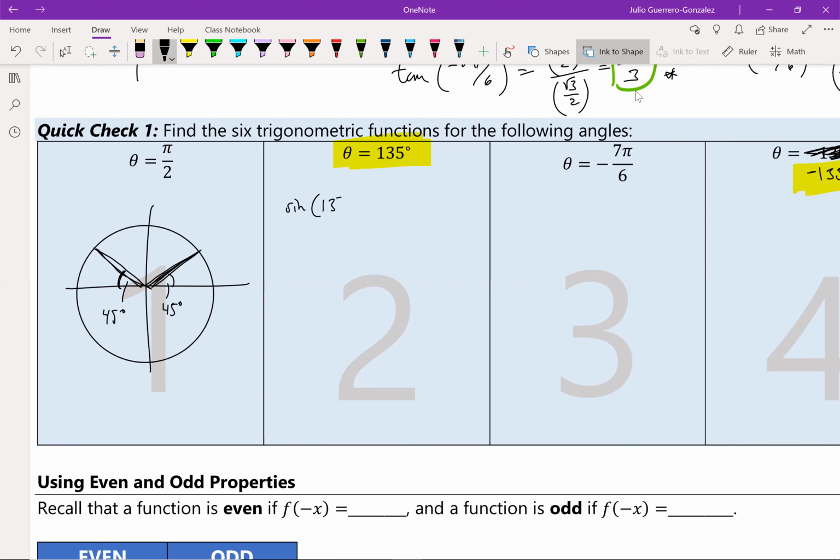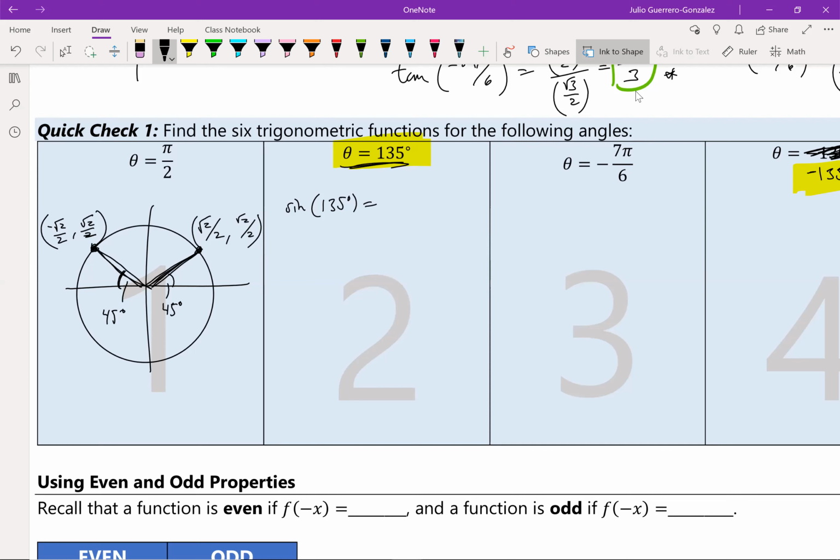So sine of 135 degrees. We know that this point right here, if we look at our unit circle, is square root of 2 over 2, comma square root of 2 over 2. Now, we know that this is in the second quadrant, so that means my x's will be negative. So it's going to be negative root 2 over 2, comma root 2 over 2. And we have our 1 point. So from here, we can solve everything we need.